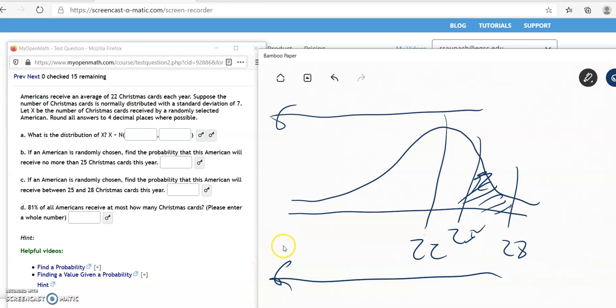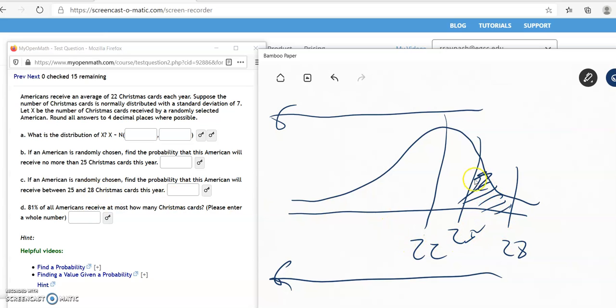Okay, back to the problem. I think I started briefly before I ran out of time. When I do tweeners in between, I'm going to do two less than in Excel. So this one is between 25 and 28. So my mean is 22.